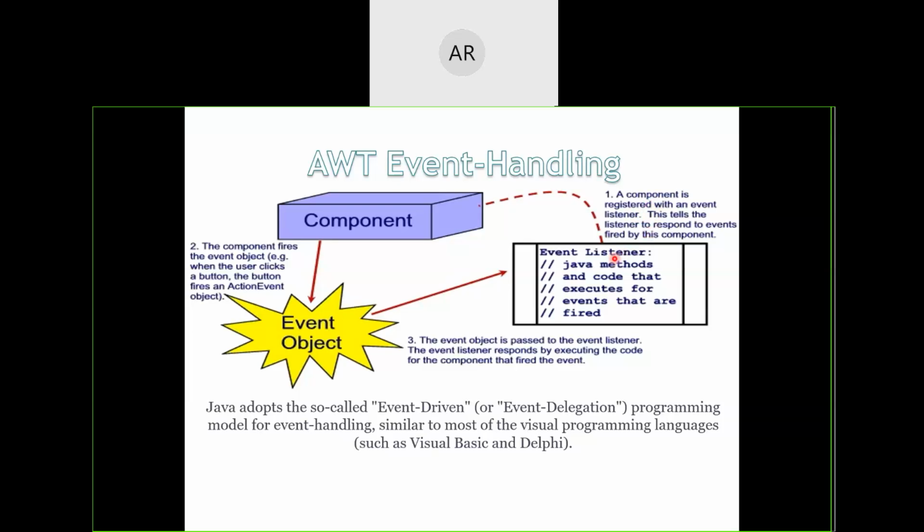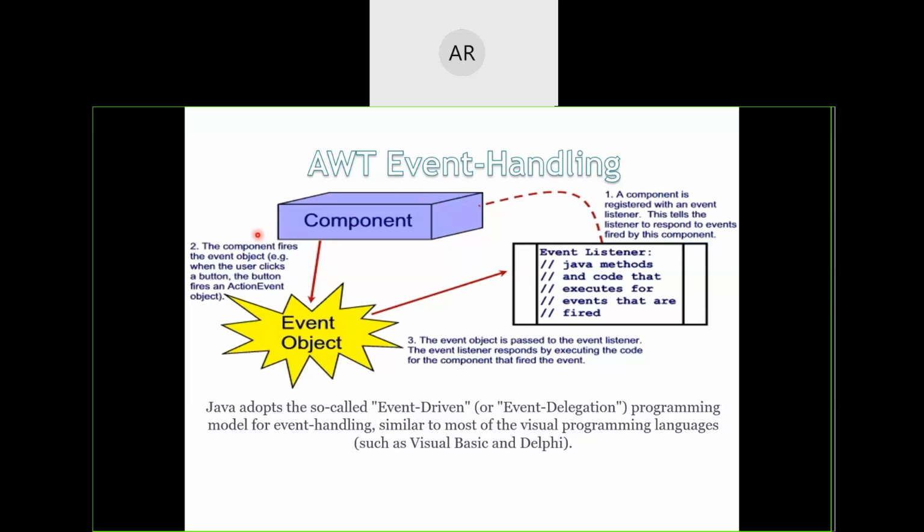So event listener is the background running interface that will always check whether the state of this particular associated or registered component is changing or not. This is our first step.